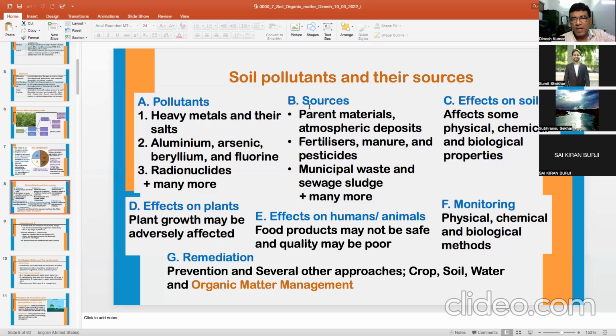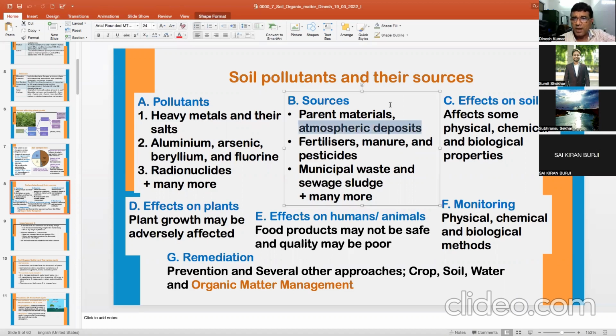Now, the question is, next is B, sources. Where are these pollutants coming from into the soil? They may come from parent materials, like heavy metals or aluminum, fluoride, arsenic. I assume that you understand parent material. Parent materials are the bedrocks or rocks from which your soil is formed, and they are at the bottom of the soil, and they are still under the process of decomposition and weathering. So the nature of the parent material will decide the nature of the soil and pollutants.